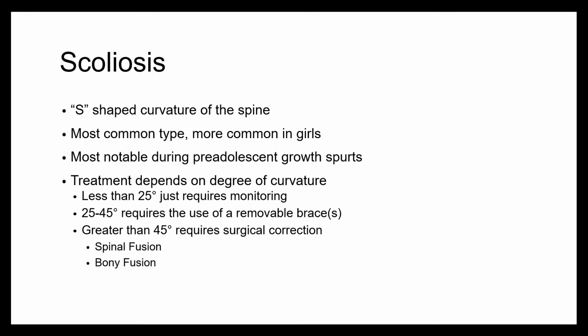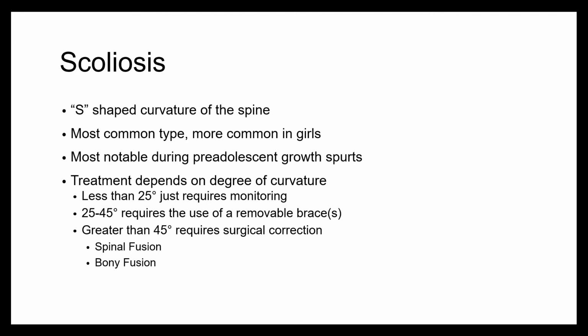We can see scoliosis occur alone, or it can be related to other conditions such as cerebral palsy or muscular dystrophy. The occurrence of scoliosis is most noted during pre-adolescent growth spurts. And so screening is done during well-child checks periodically throughout adolescence.